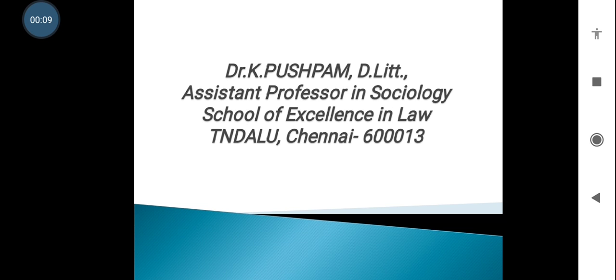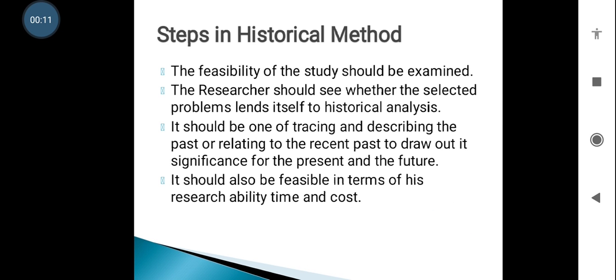Today we are discussing the steps in the historical method. So what are the steps to be taken for the historical method? The feasibility of the study should be examined. Next, the researcher should see whether the selected problem lends itself to historical analysis.